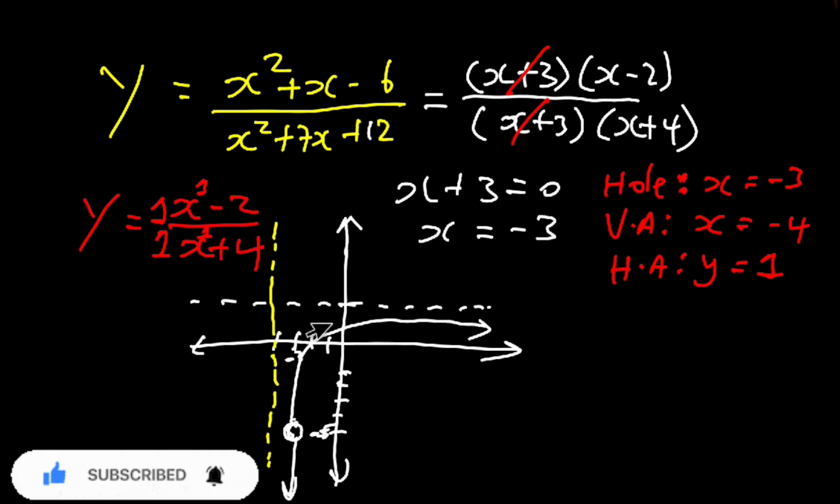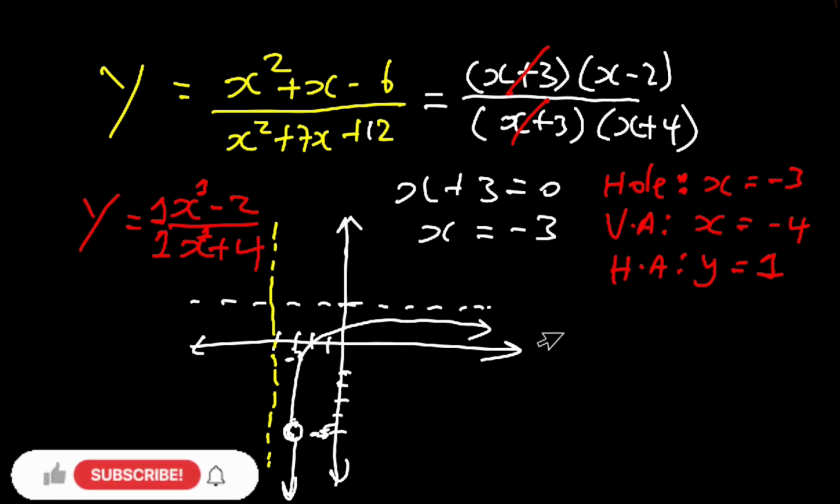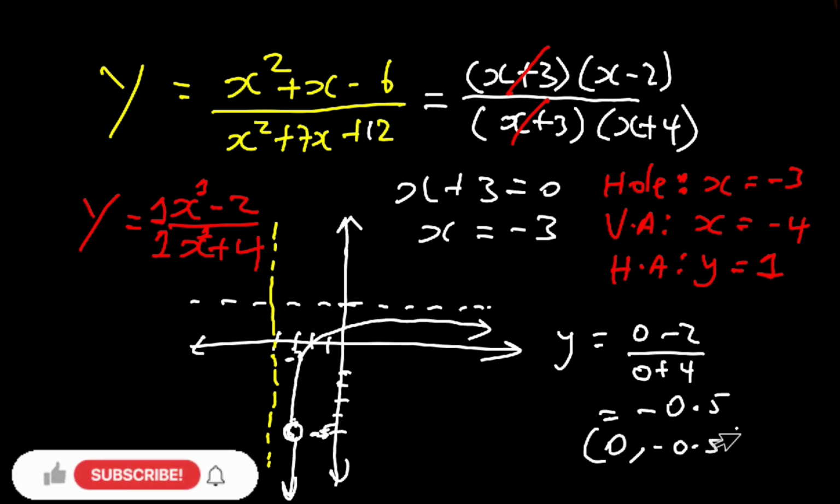So let's pick a number that is at the right of this vertical asymptote. Let's pick 0. So I have y equals 0 minus 2 divided by 0 plus 4, which is equal to -2 divided by 4, which is -0.5. So the coordinates are (0, -0.5), which is just here. Now it is at this point, which means that this graph will still appear at this region.